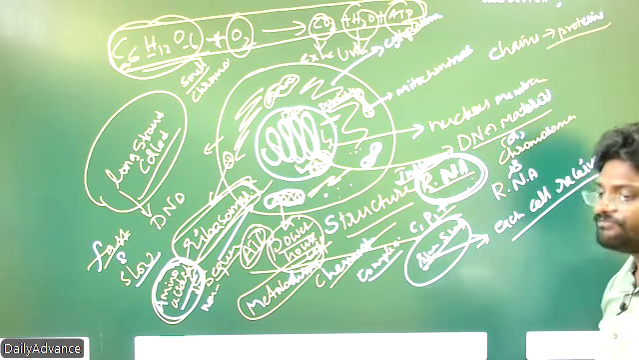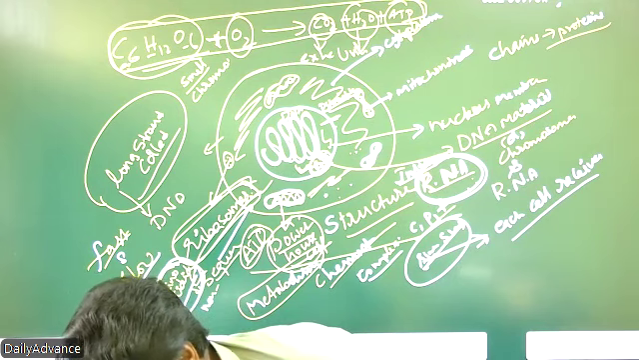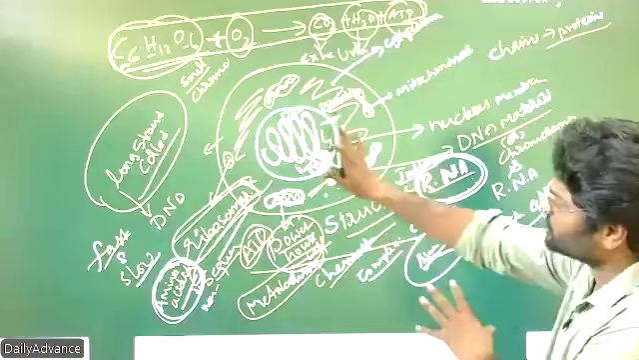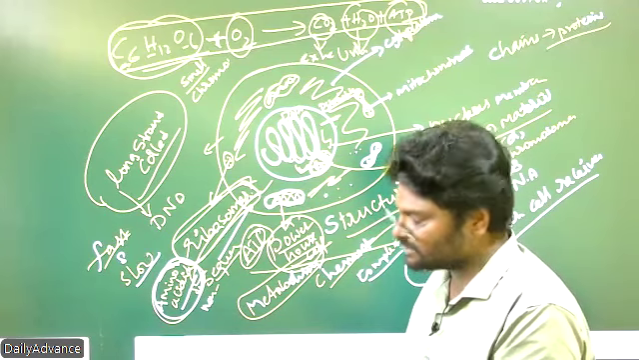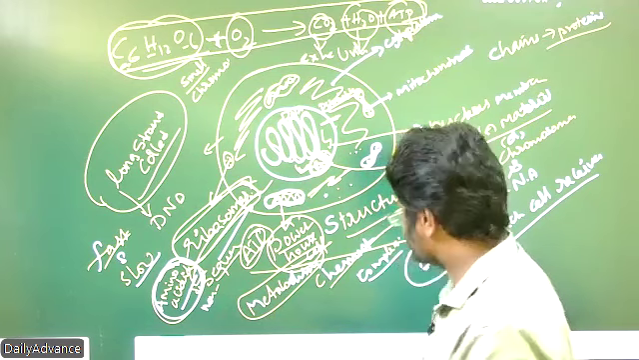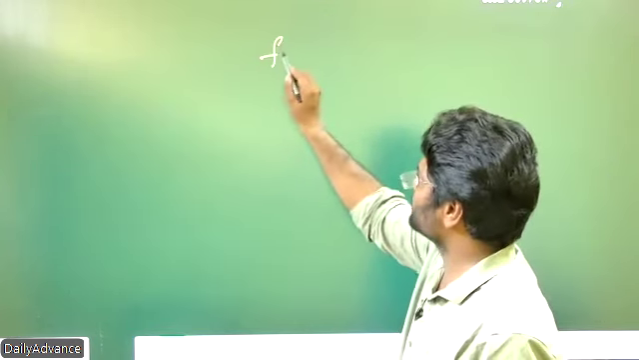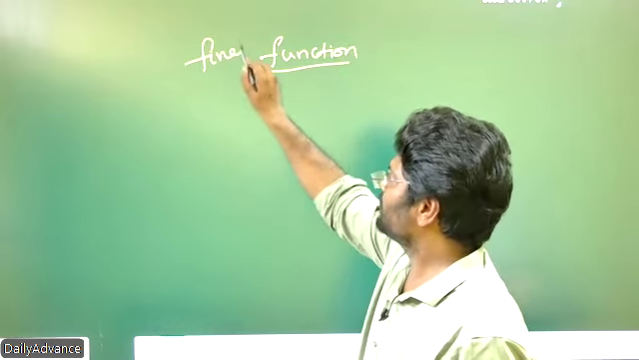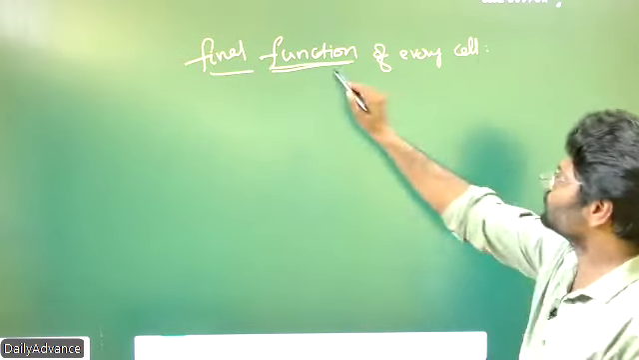So the final product of a cell is the production of proteins. Protein is the final product. The function of this is the structure. Structure means all the elements present inside a cell. What these elements finally do, that we call functional. The final function of every cell is to produce the proteins.